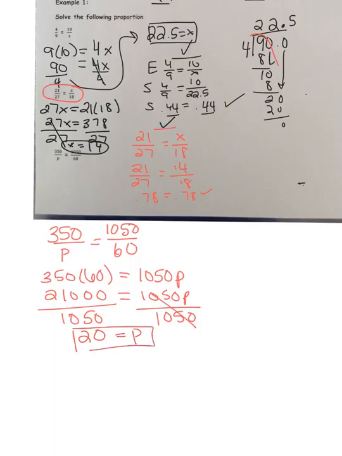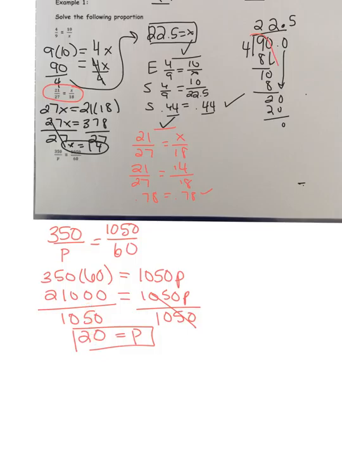Notice that this time I just kept my equal signs coming straight down below each other. I simply brought down everything on the right hand side that was left. All I had left over here was p. When I solved 21,000 divided by 1050, I ended up with 20, so I stayed in that straight line.